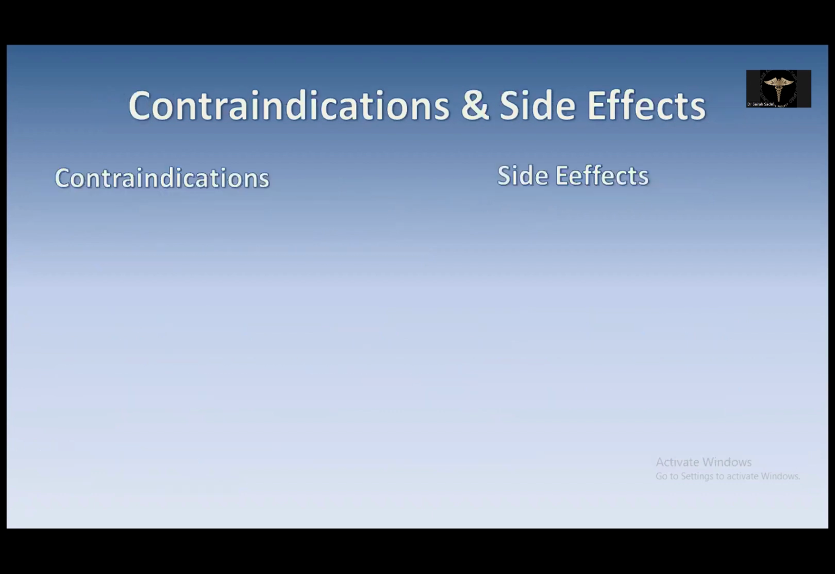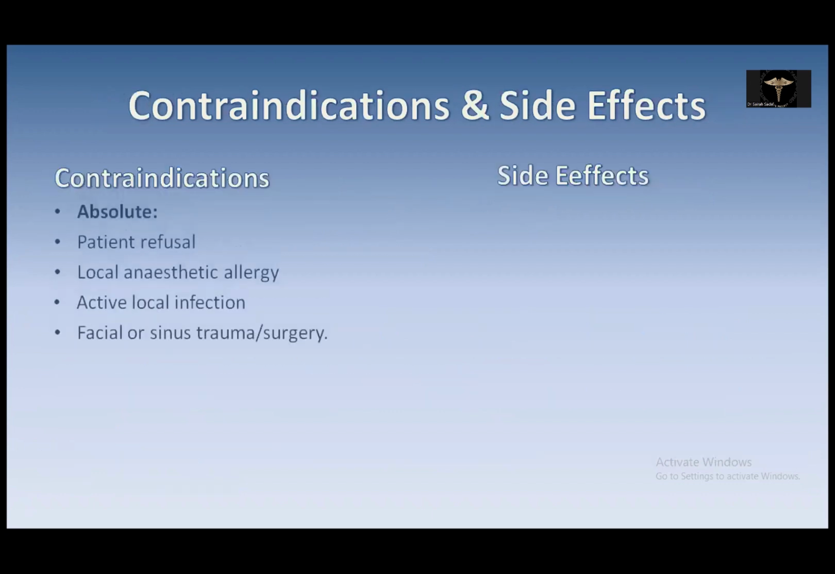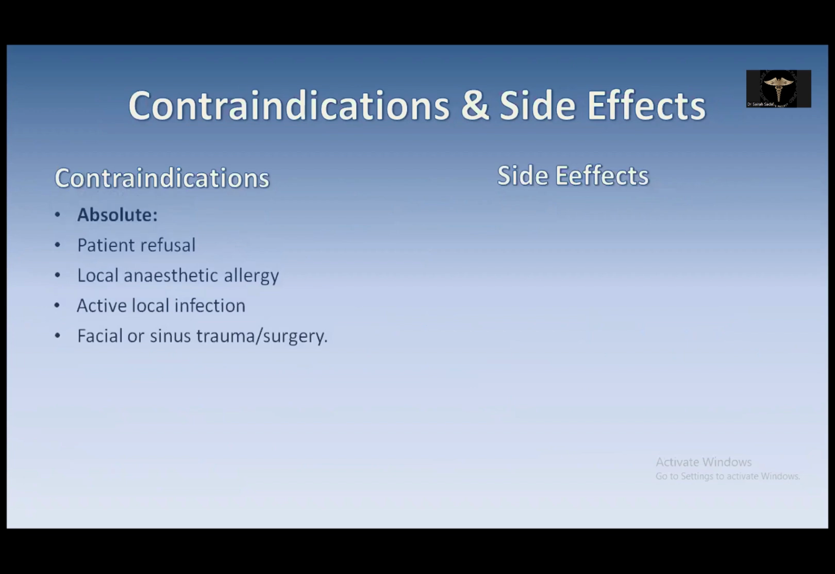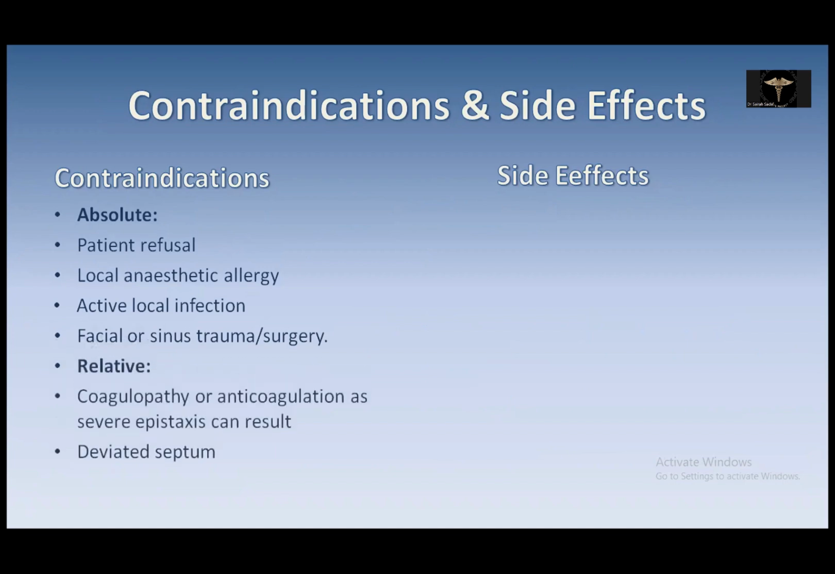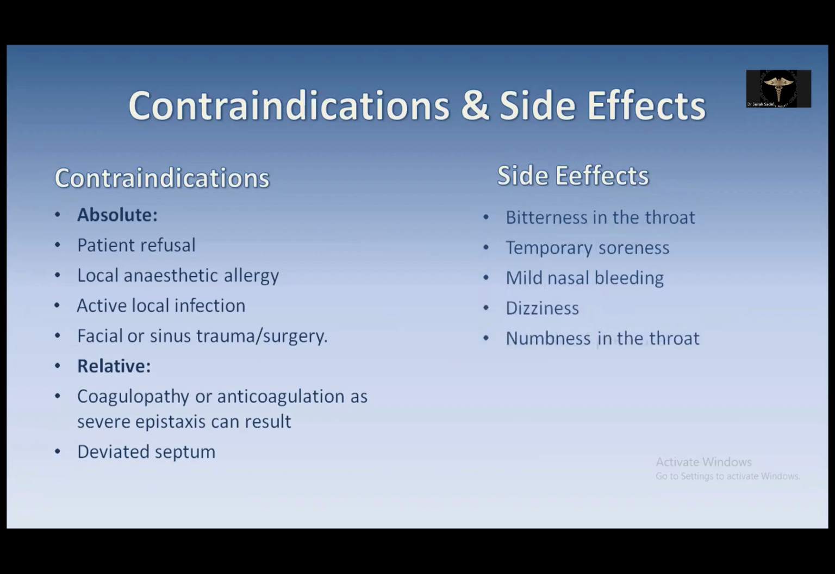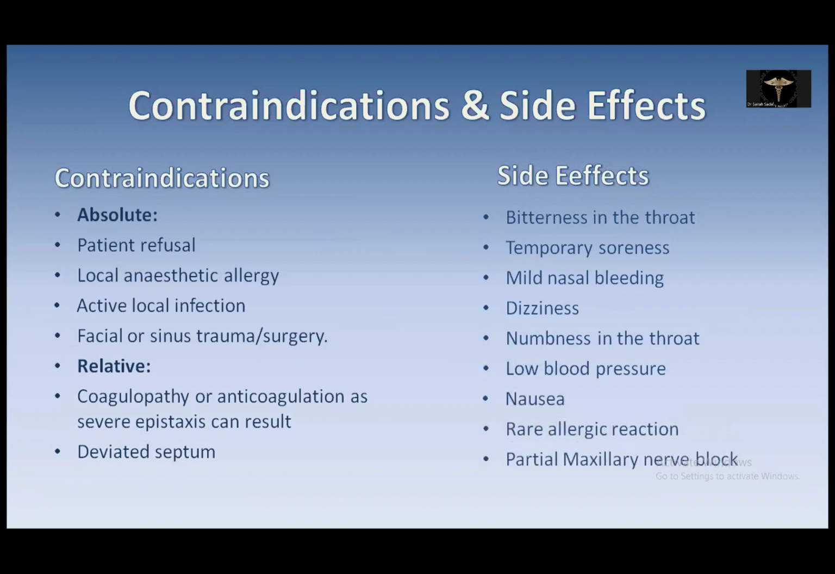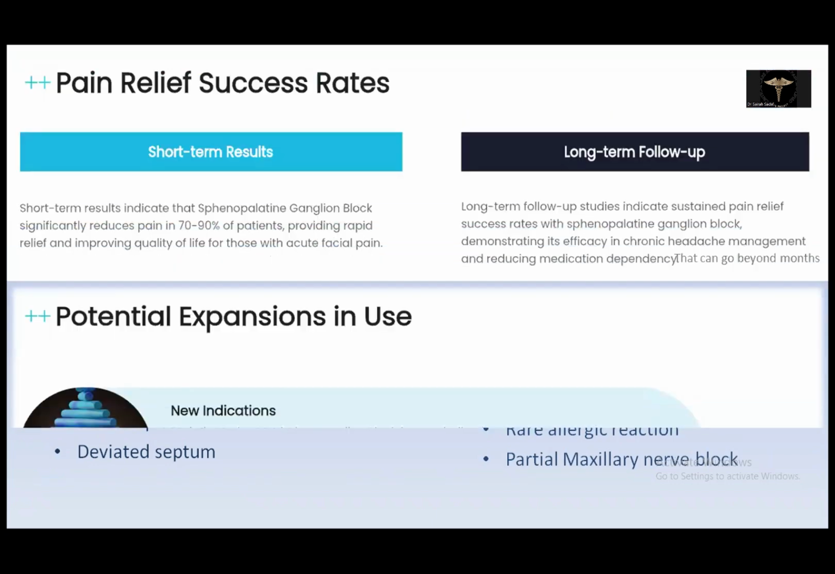So contraindications and side effects. Contraindications, absolute and relative: patient refusal, local anesthetic allergy, active local infection, sinus trauma or surgery, coagulopathy, anticoagulation, because epistaxis can result, deviated septum. Side effects: bitterness in the throat, temporary soreness, mild nasal bleed, dizziness, numbness in the throat, low blood pressure, nausea, and rare allergic reaction, and sometimes partial maxillary nerve block because of the close proximity of the two.